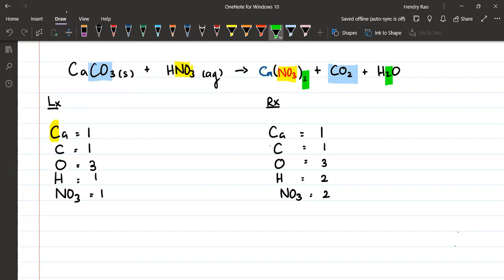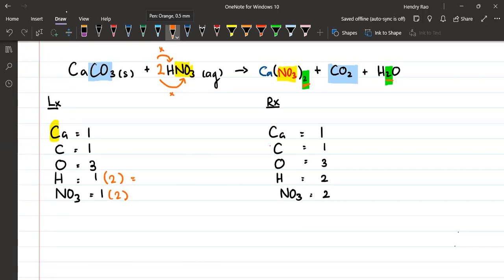Now I need to do something to balance the numbers here, left and right-hand side. So we'll try to find a factor or coefficient so that both sides are equal. Most of the numbers look the same. I just need to balance out the hydrogen and nitrate, because here I have two hydrogen and two nitrate. So the only change I'm going to make is on the left-hand side. I put a two here, which means two times hydrogen, two times nitrate.